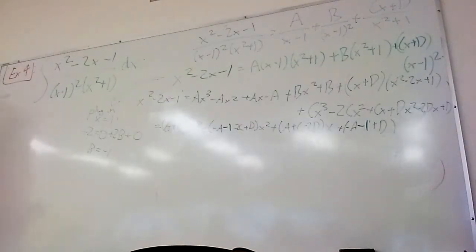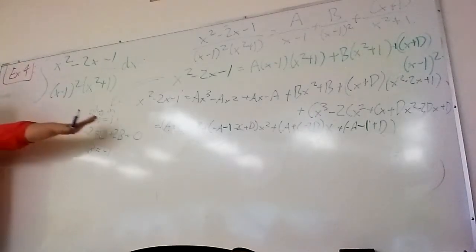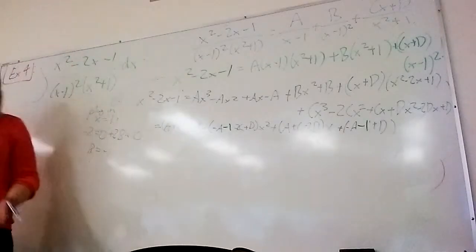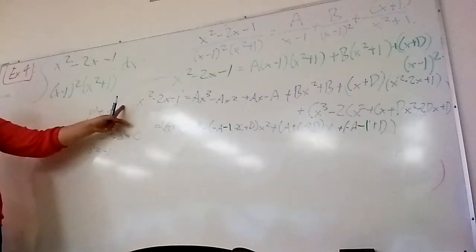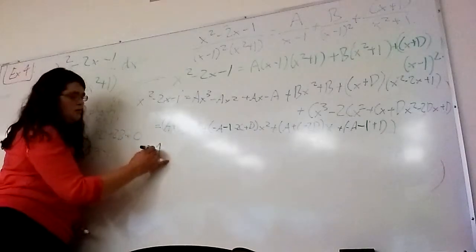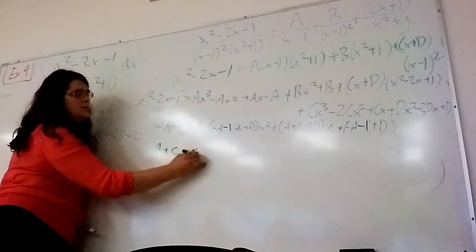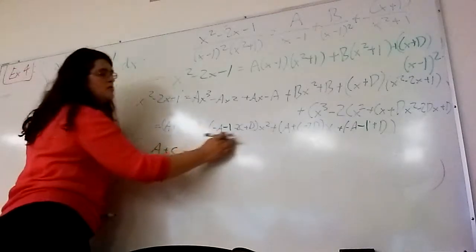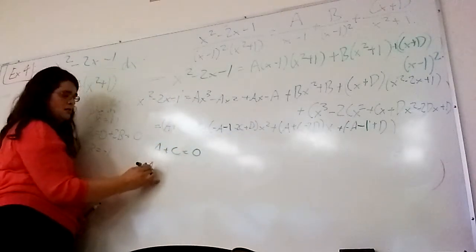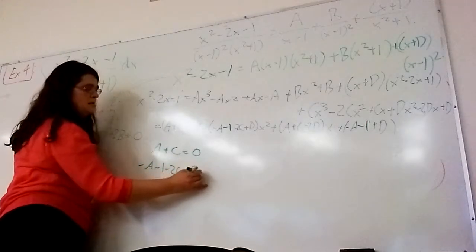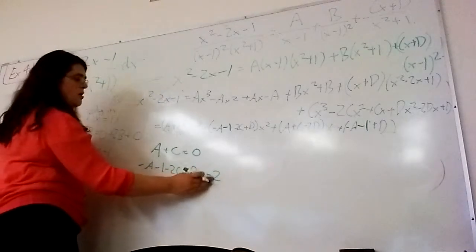Okay. Now the other thing I'm going to do here is look at the coefficients on both sides and actually write out the equations I get. So there's no x cubed here. There's an a plus c times x cubed here, which means that a plus c is 0. There's 1 x squared here, and this many x squareds here. So negative a minus 1 minus 2c plus d equals 1.